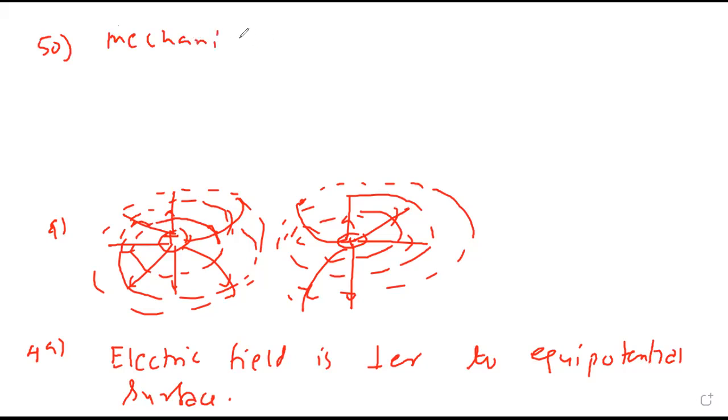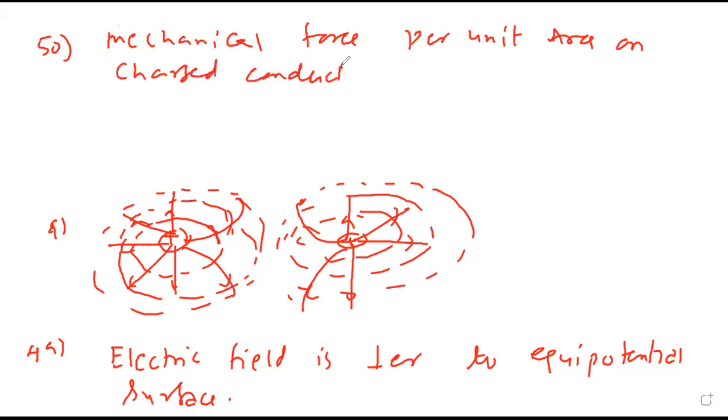मैकेनिकल फोर्स पर यूनिट एरिया ऑन चार्ज कंडक्टर, force upon area is half sigma square upon epsilon naught or half epsilon naught into E square.